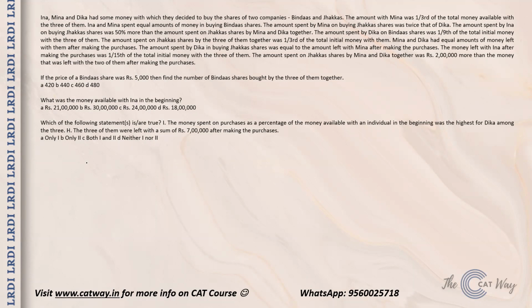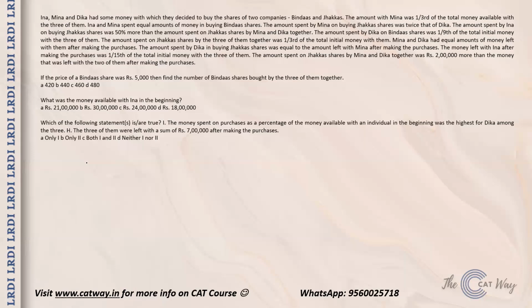Okay, so Meena and Dika had equal amounts of money left with them after making the purchase, and the amount spent by Dika in buying Jhakas shares was equal to amount left with Meena after making the purchase. So very complicated thing it is written. You have to read it very slowly and calculate, get the data from it.